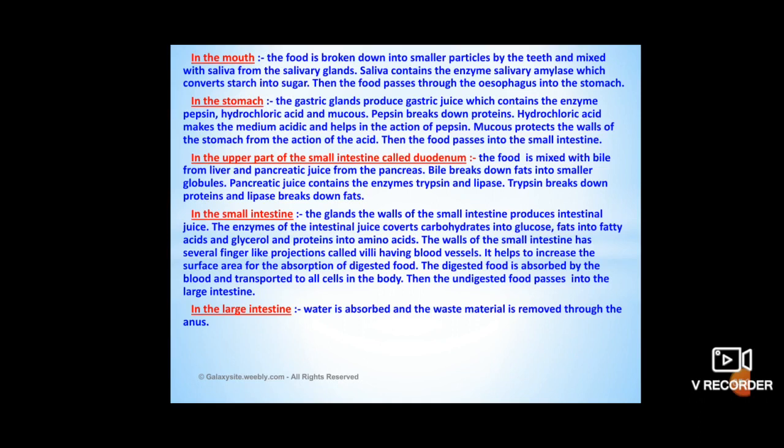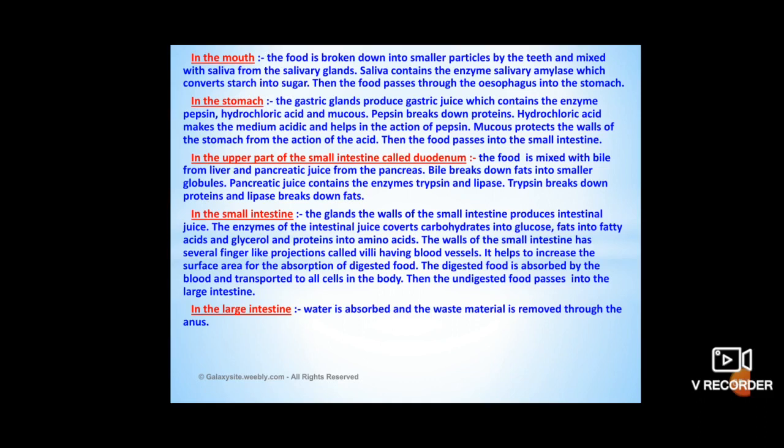So when we chew the food, the tongue is very helpful to rotate the food. Proper mixing of the food takes place along with the salivary amylase enzyme. So this salivary amylase enzyme converts the starch into sugar.